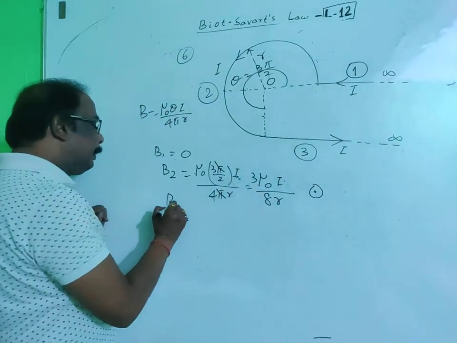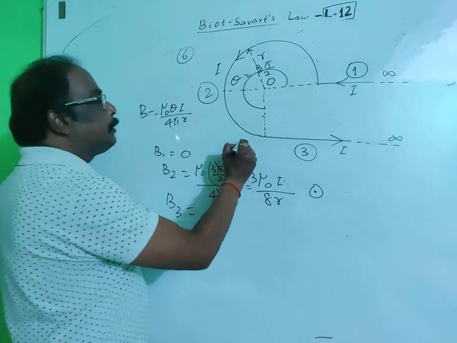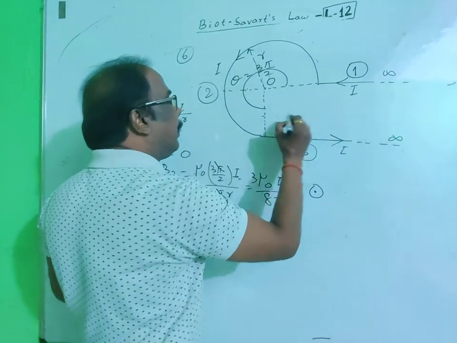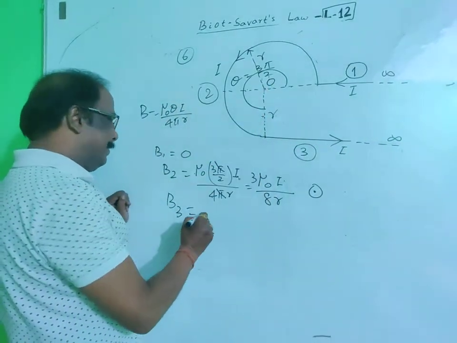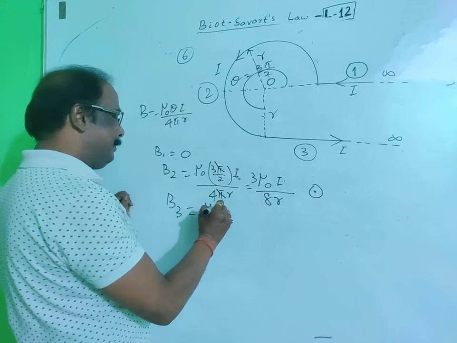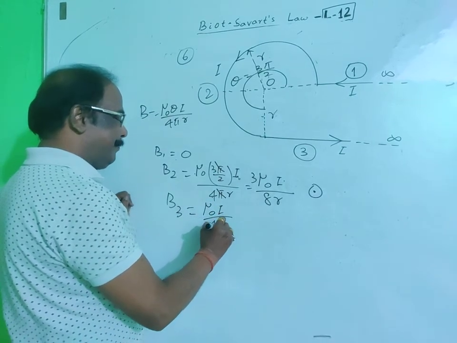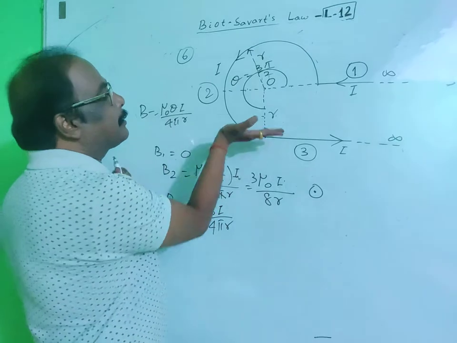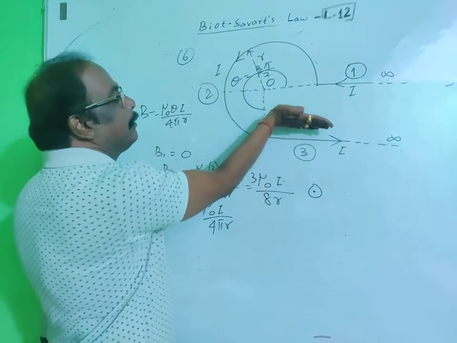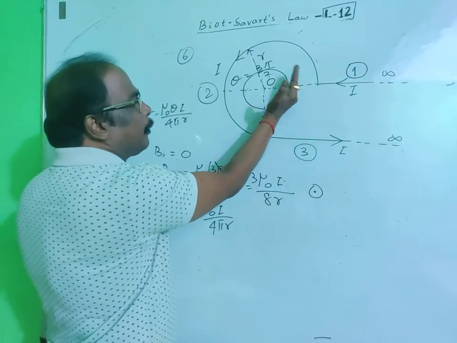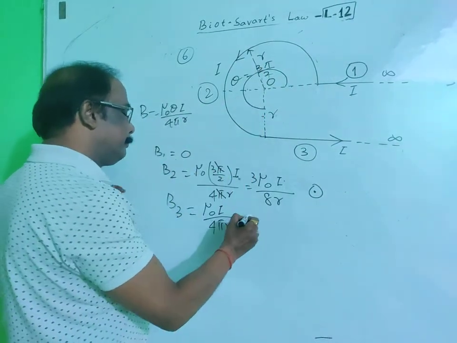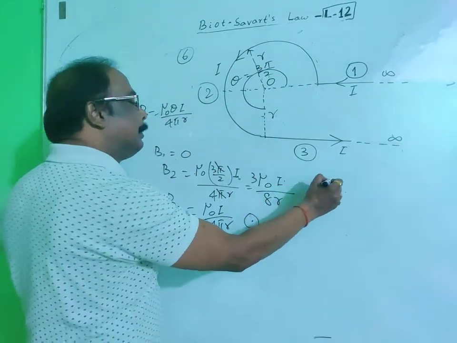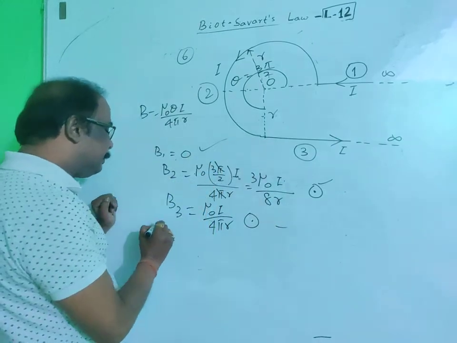Then magnetic field due to third conductor B3. This is also a straight conductor of infinite length. This distance is also r. Then magnetic field is mu naught I by 4 pi r. And what is the direction? Keep your fingers along the direction of current and curl towards O. Again it is outward. So both are in the same direction, and this magnetic field is 0.